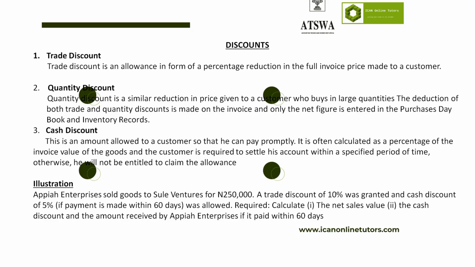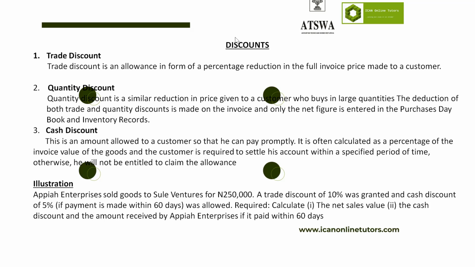Discount, a very short one. Like I've explained earlier, trade discount is an allowance in form of a percentage reduction in the full invoice price made to a customer. In accounting, have it at the back of your mind that we don't record trade discounts. When we are preparing a three-column cash book, we can come across questions where there's going to be a trade discount. We don't record trade discount. There's no accounting record for trade discount.